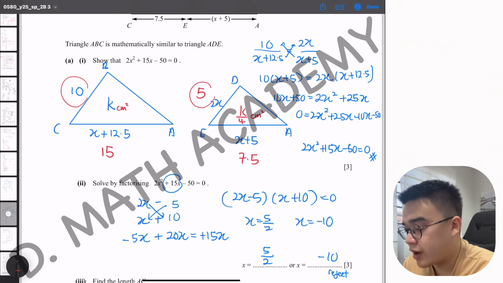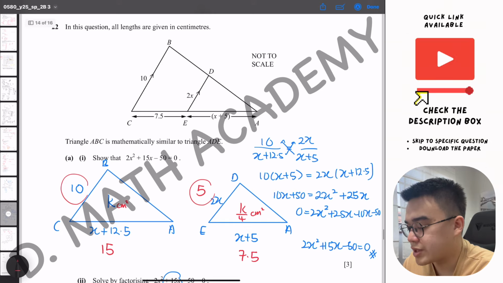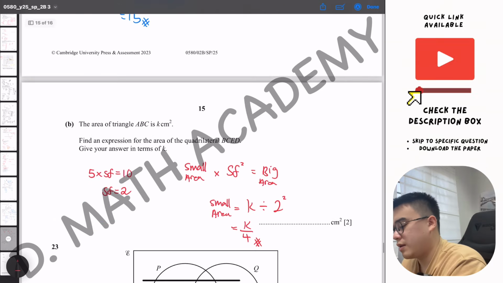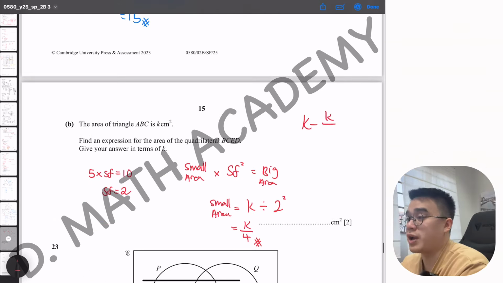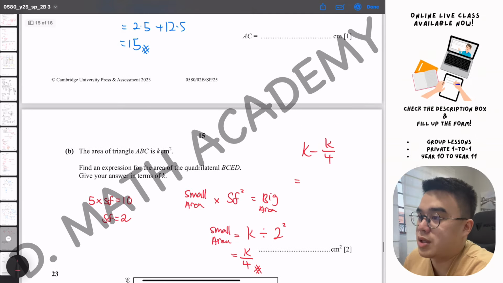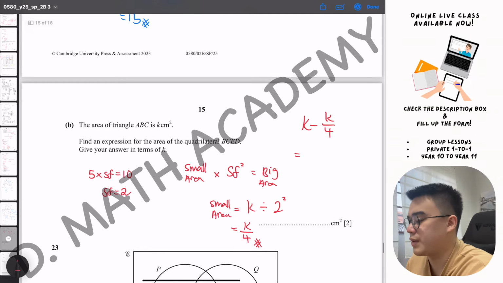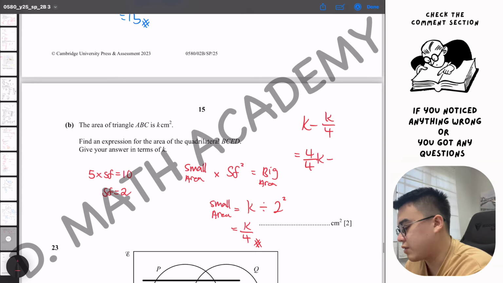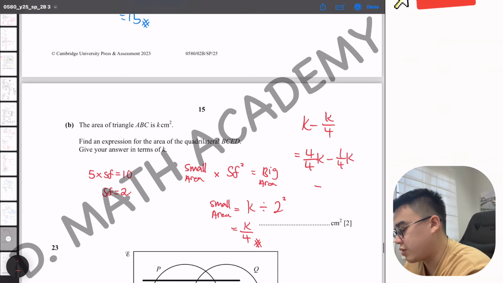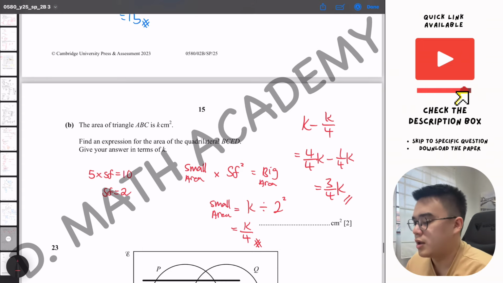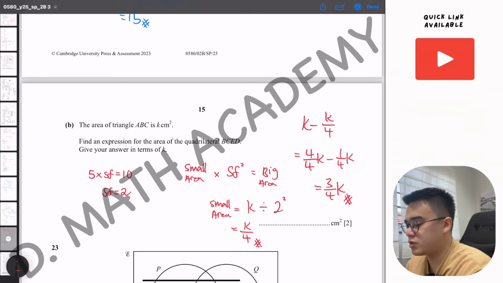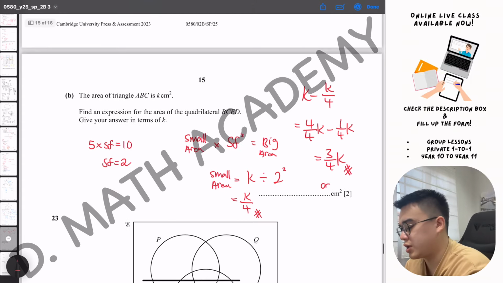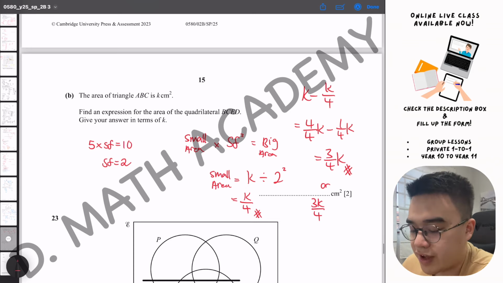And they want us to find the quadrilateral, which means I have to take K minus K over 4 as my final answer. K minus K over 4 is my final answer, making it 4 over 4 K minus 1 over 4 K. You will get 3 over 4 K. Okay, if you wanted to, you can also write it as 3K over 4 for your final answer.